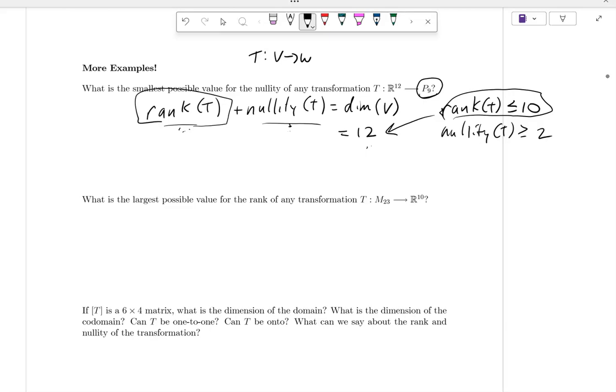It's 10 by 6, it's 6, isn't it? Because remember, you can't repeat a pivot in any column or any row, right? So you run out of columns by the time you get to 6, right? So what would be the biggest rank you could possibly have in that case? 6. So could any transformation from M23 to R10 ever be onto in that case? No. Because the highest the rank can get is 6. It can't get to 10, right?